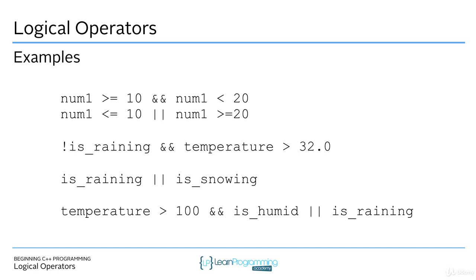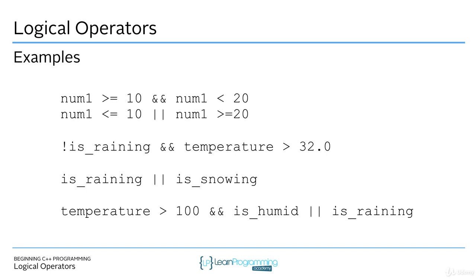Here are a few examples of logical expressions. In the first expression, we're determining if num1 is greater than or equal to 10 and less than 20. Notice that we use num1 in both expressions. We can't just write num1 greater than or equal to 10 and less than 20. We have to write num1 greater than or equal to 10 and num1 less than 20. Since we have an and, both expressions must be true for the entire expression to be true.